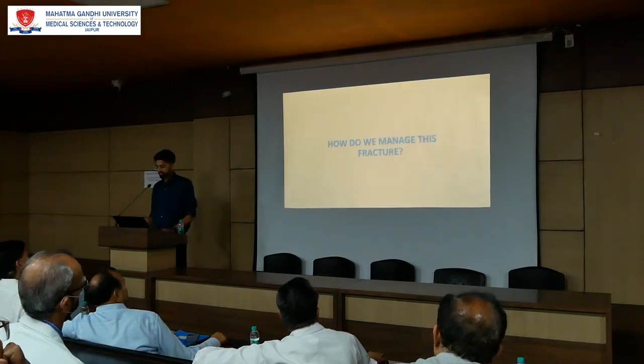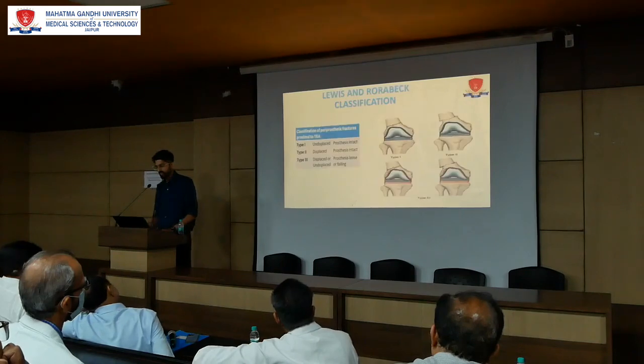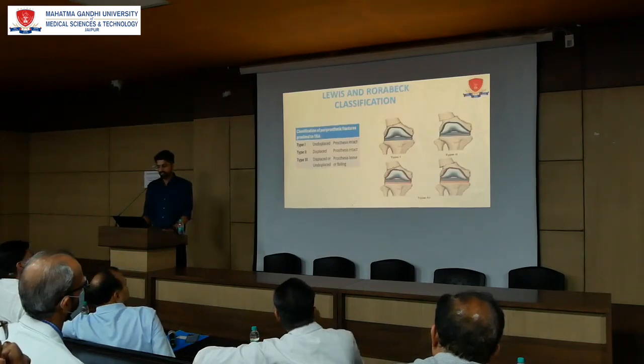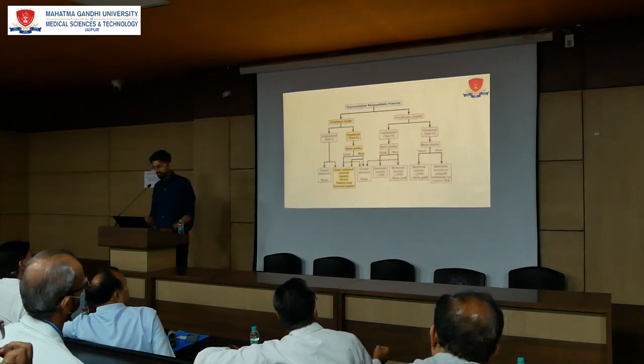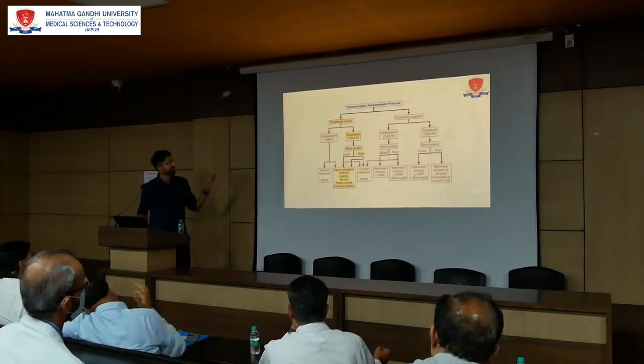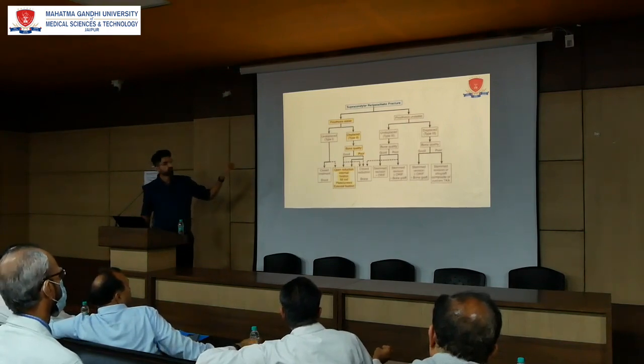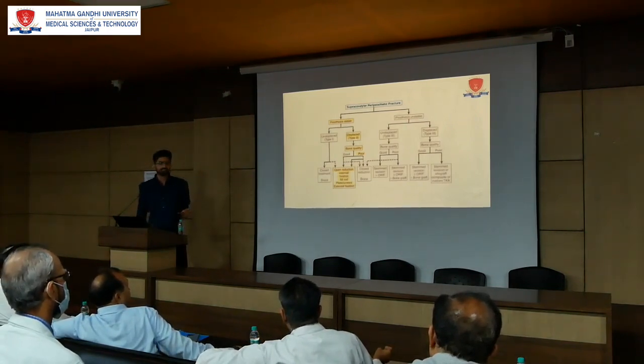Now the question arises, how do we manage this fracture? For this, we have the Lewis and Rorabeck classification of periprosthetic fractures proximal to total knee arthroplasty. What we have here is a type 2 displaced fracture with an intact prosthesis. The treatment algorithm for this supracondylar periprosthetic fracture with a stable prosthesis and a displaced bone is as follows. The bone quality in this patient, as we have discussed, is poor.